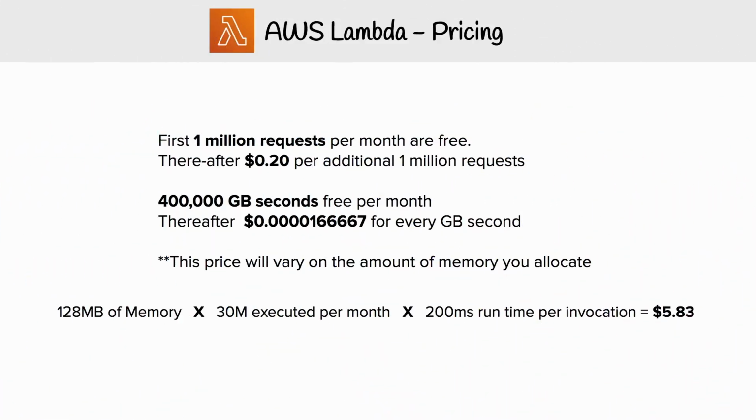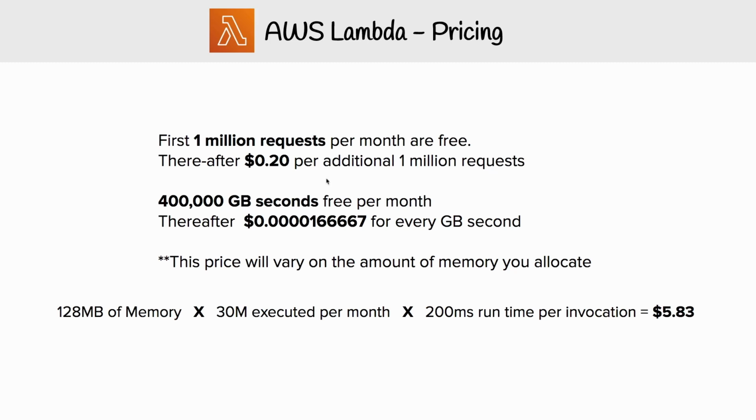So I just want to touch on Lambda pricing here quickly. So the first million requests, like the first functions you execute, are free per month, okay? So if you're a startup and you're not doing over 1 million requests per month, and a lot aren't, you're basically not paying anything for compute. After that, it's 20 cents per additional million requests, so very, very inexpensive.